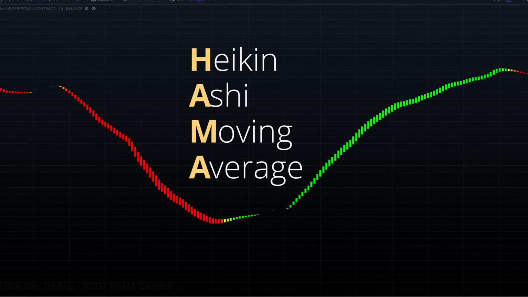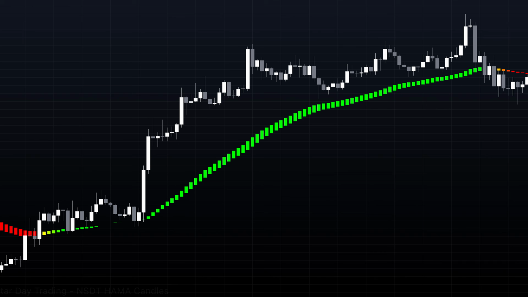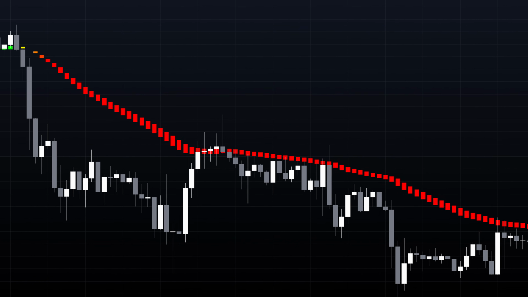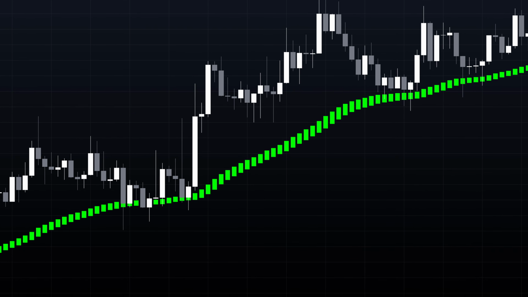HAMA Candles, short for Heikin Ashi Moving Average Candles, offer a unique visual representation of price action. They combine the smoothing effect of moving averages with the visual clarity of candlestick charts.